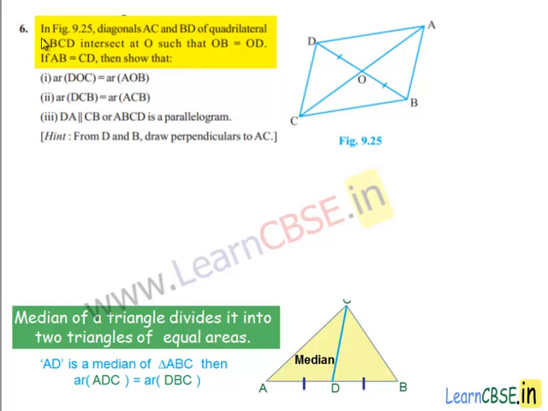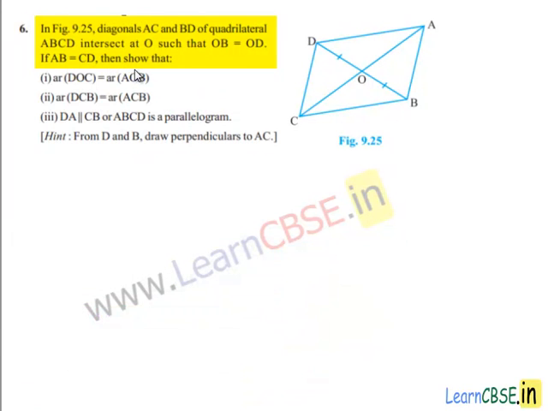Moving on to the sixth question. In figure 9.25, diagonals AC and BD of quadrilateral ABCD intersect at O such that OB is equal to OD. If AB is equal to CD, show that area of triangle DOC is equal to area of triangle AOB, area of triangle DCB is equal to area of triangle ACB, and DA is parallel to CB, or else ABCD is a parallelogram. Now moving on to the solution.